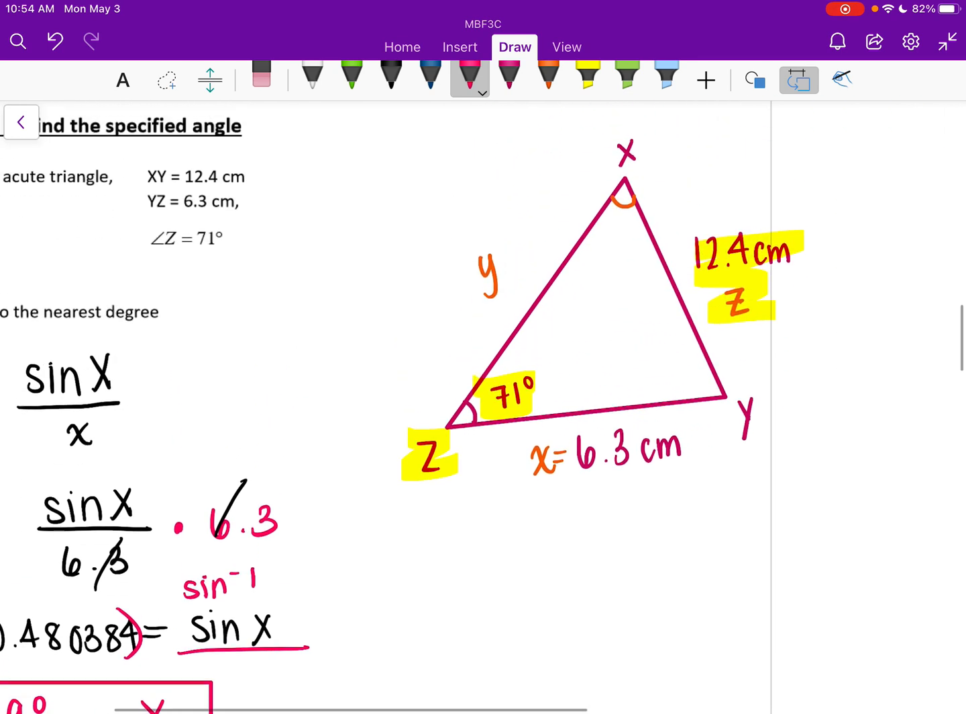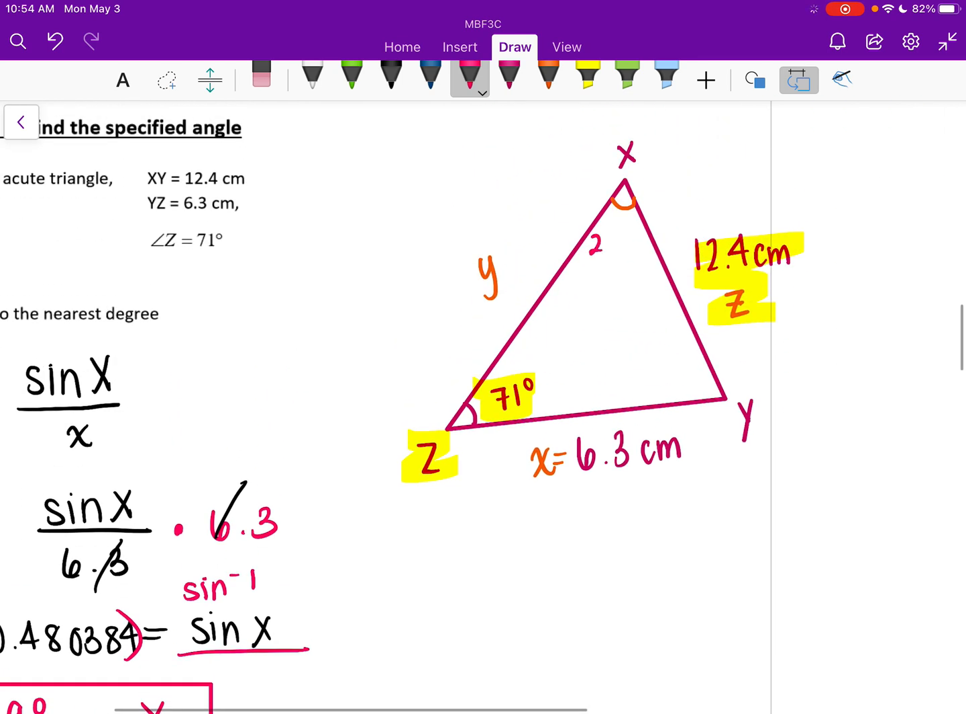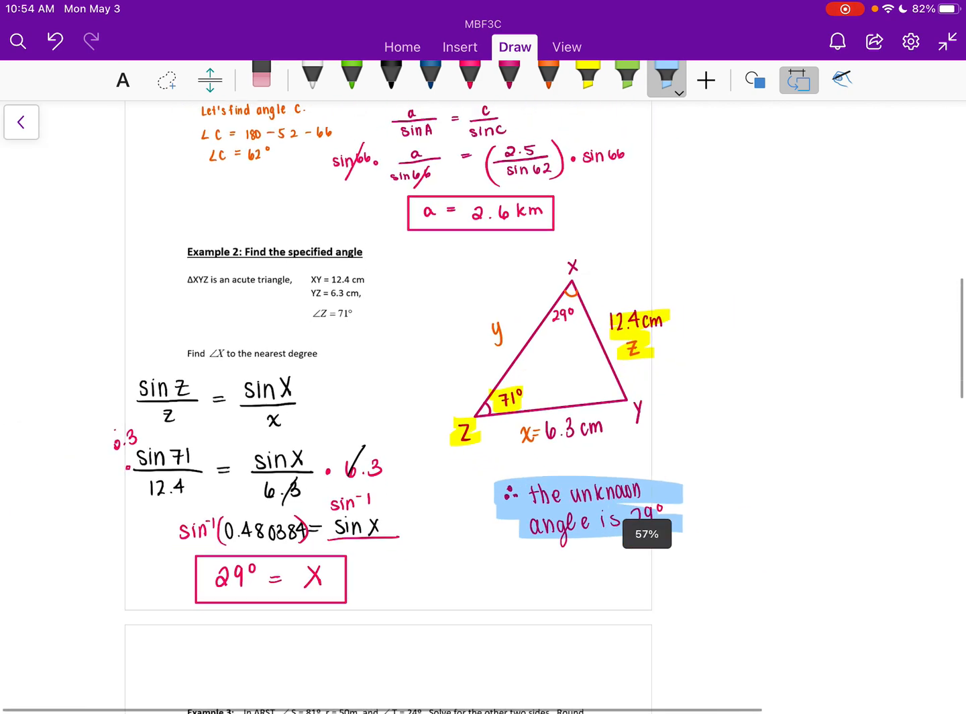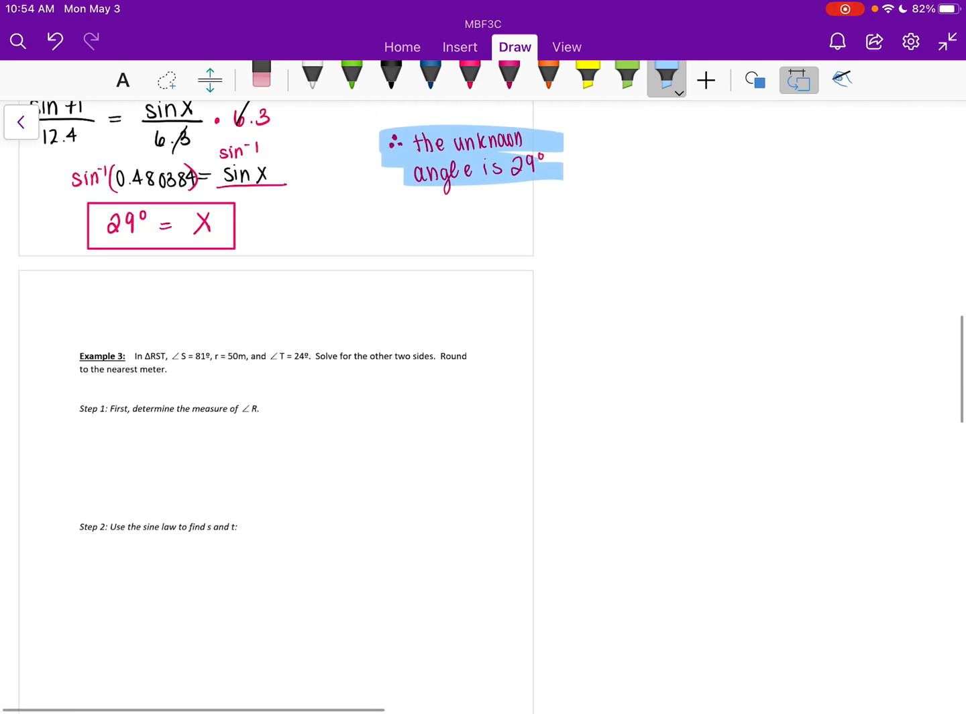Right, so if I go back here, I know that my X value is 29 degrees. So I'm just going to write a therefore statement always, therefore, and that's what those three dots mean. It just means therefore. I don't like writing out therefore. The unknown angle is 29 degrees. And that's my answer. Cool. Now we're just going to move forward.